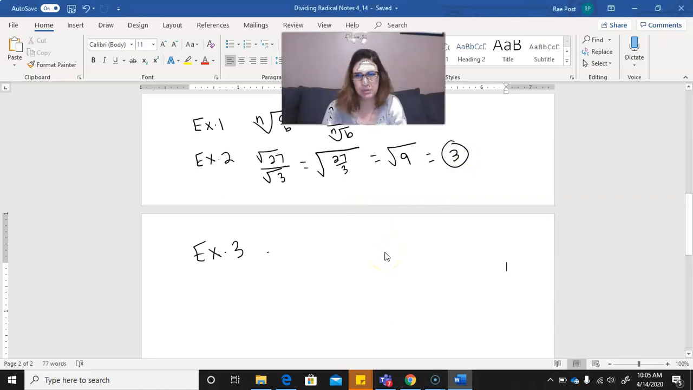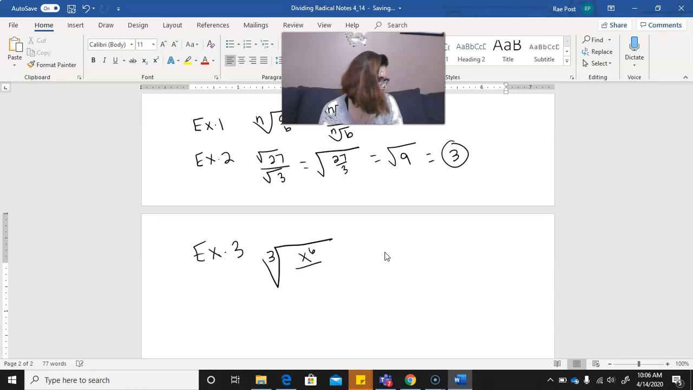Here's your third example. So let's say now we're going to work on a cube root. And same rules apply. So let's say we have your numerator as x to the 6th and your denominator as 8. So using the quotient property, you can go ahead and write them separately. So you can use the numerator as the cube root of x to the 6th and the denominator as the cube root of 8.